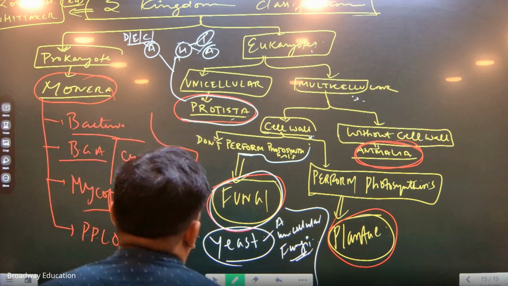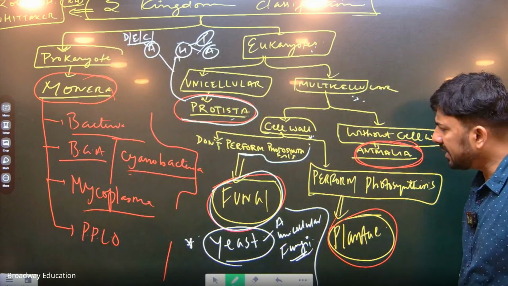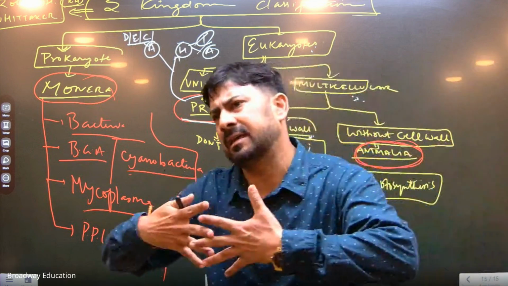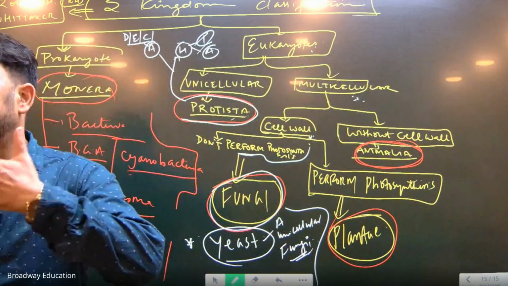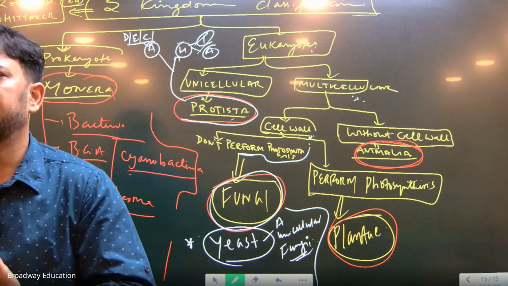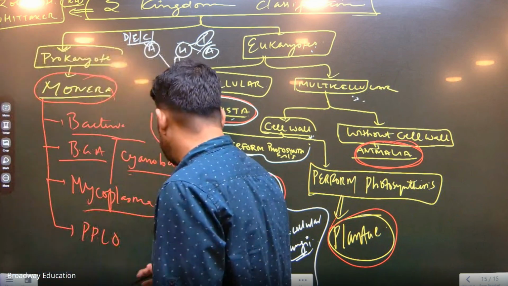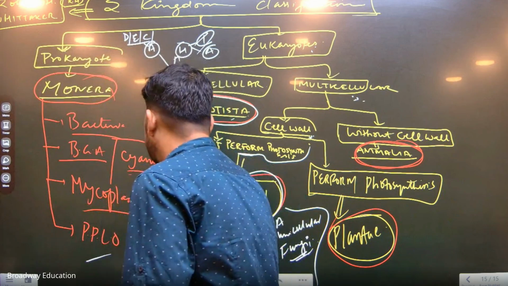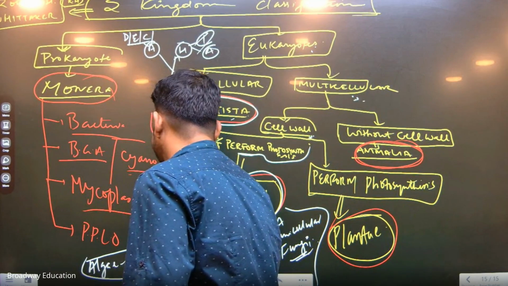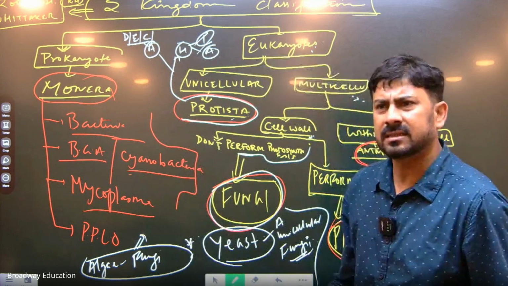Now, one more thing I would like to mention here, that the association between algae and fungi, a symbiotic relationship, is together called as lichens. Is this part clear? So you can mention here, after this, association of algae and fungi are called as lichens. Association of algae and fungi are called as lichens.